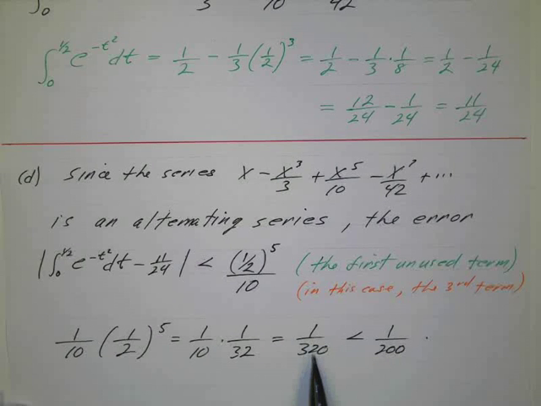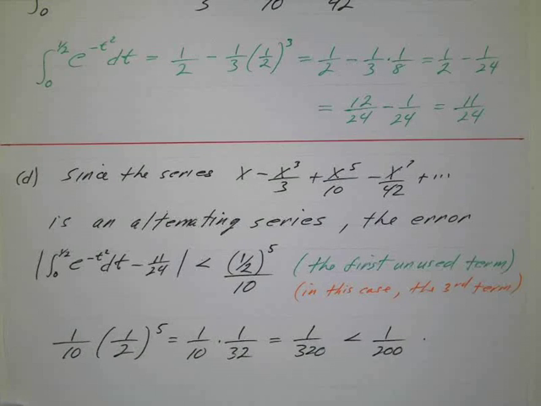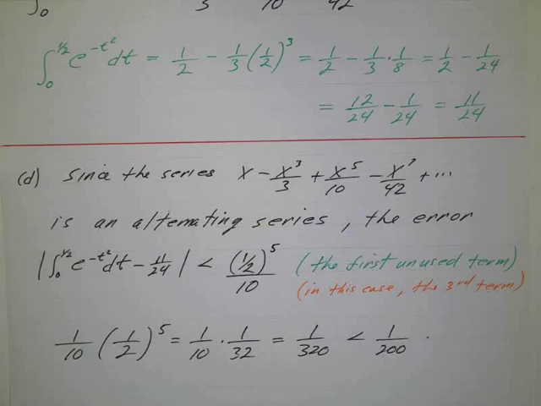And 1 over 320 is smaller than 1 over 200 because the denominator here is bigger than the other denominator, so that makes this fraction smaller than that fraction. Okay? So it's just the first unused term of an alternating series. Okay? Hope that helps.